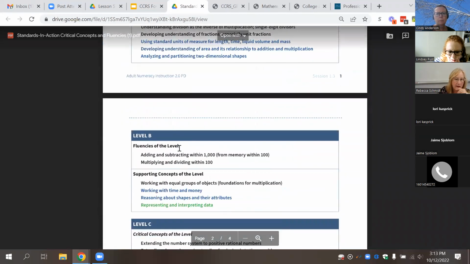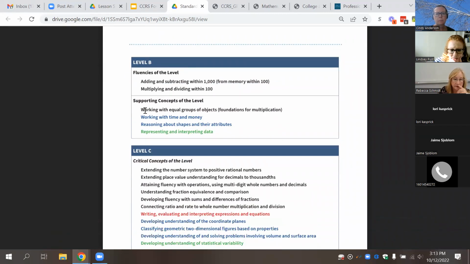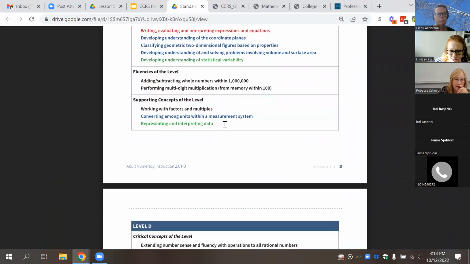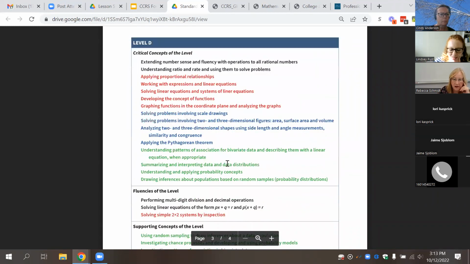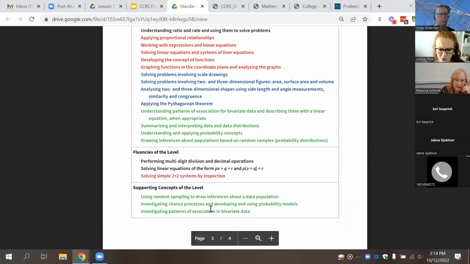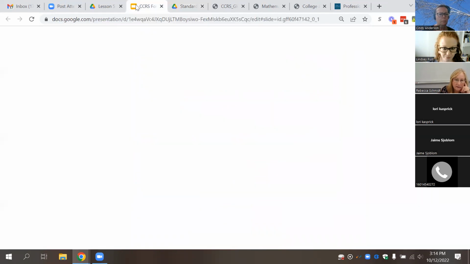It just helps see where these different strands or areas are coming up in the different levels. What are critical concepts? What are fluencies that I want to work on with my students? Supporting concepts of the level, and just seeing it organized in a different way without all the standard notation and numbers and whatnot. So yeah, just another resource. You don't have to use it, but I wanted to share it in case you find it helpful.